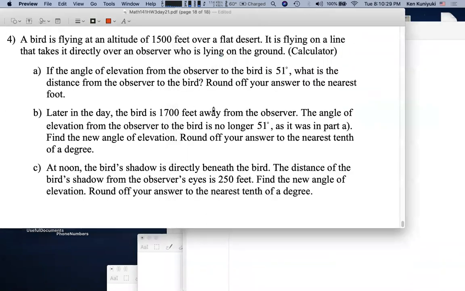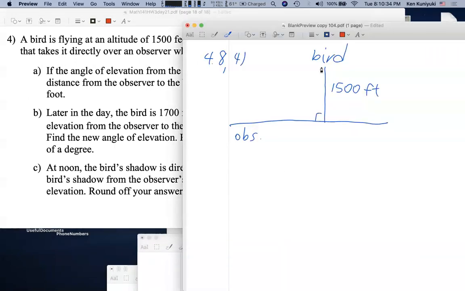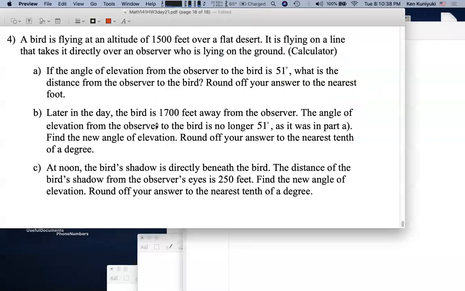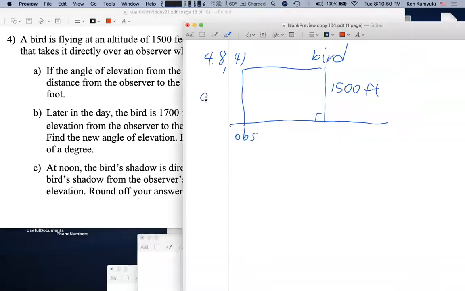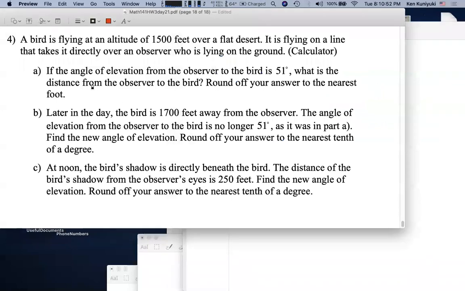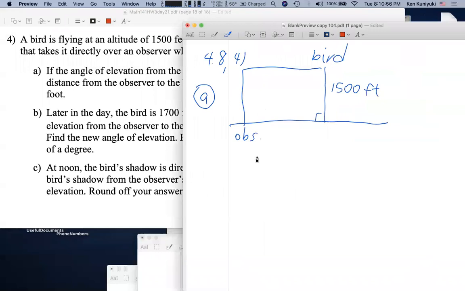Now the bird is flying on a line that takes it directly over an observer. So I'm doing this other side of the rectangle. The observer is lying on the ground, so that's why I don't count your height. Okay, part A, because these are different pictures here. This is for part A. If the angle of elevation from the observer to the bird is 51 degrees, so 51 degrees here.